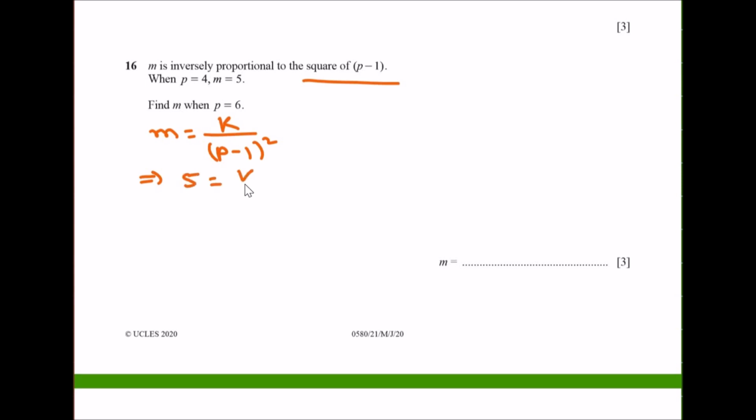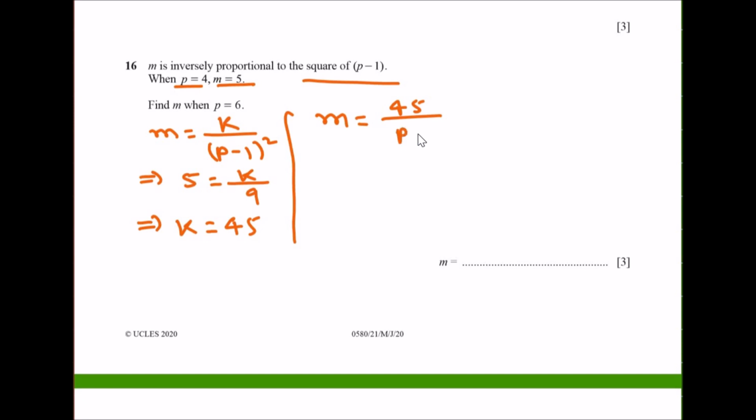5 equal to K by, when M equal to 5, P equal to 4. So 4 minus 1, 3, 3 square is 9. So K equal to 5 times 9, that is 45. Okay. So K part we calculated. So now our equation becomes M equal to, put the K value here, 45 divided by (P minus 1) whole square, right?